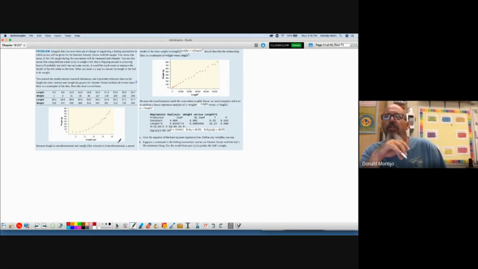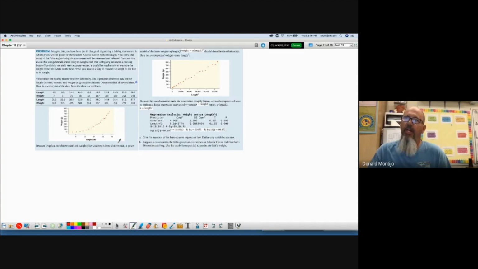Imagine that you've been put in charge of organizing a fish tournament in which prizes will be given to the heaviest fish. You know that many of the fish caught during the tournament will be measured and released. You are also aware that using delicate scales to weigh a fish that's flopping around, while you're rocking back and forth on a boat, may not give the most accurate answers. It would be much easier to measure the length of the fish on the boat. What you need is a way to convert the length to the weight. You contact a nearby marine research laboratory and it provides reference data on the length in centimeters and the weight in grams for the fish.